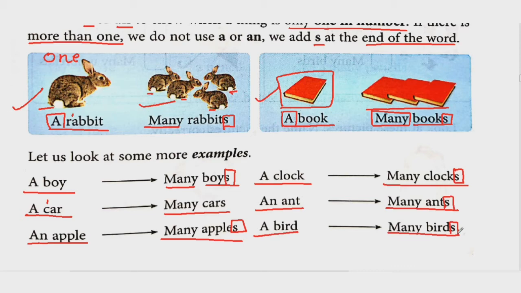So these are the examples of one and many. एक है तो a यूज करोगे या फिर an. अगर ज़्यादा है, एक से ज़्यादा है तो we will use many. So let's move.